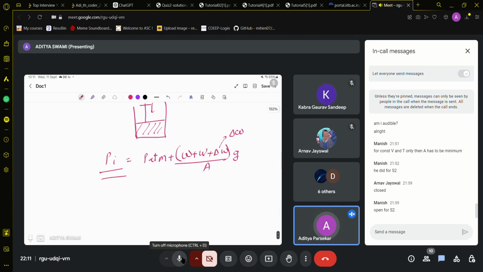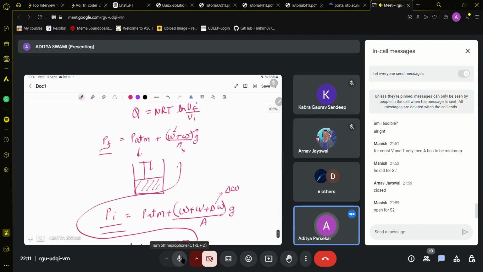Here the amount of friction doesn't matter, and this implies that the final volume of the gas will be given again by the ideal gas equation, that is nRT by Pf, and we can find the Pf from this equation here.